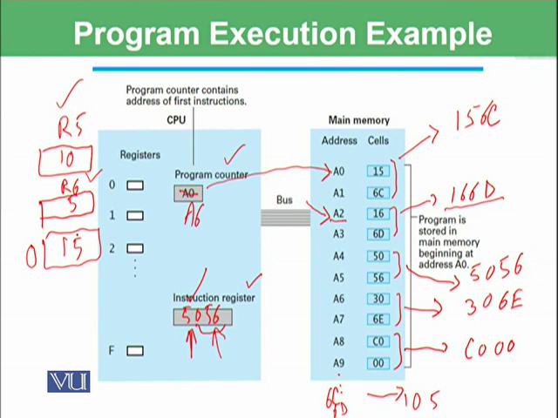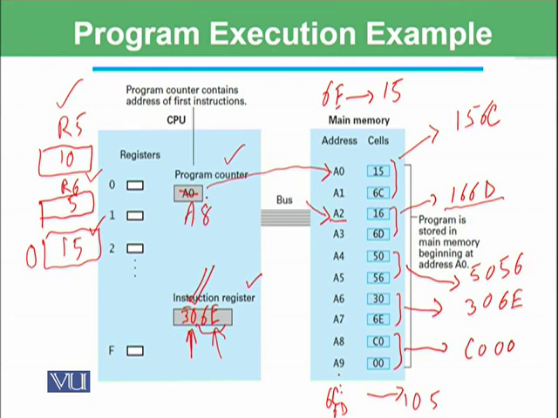Next time when this has been executed, the next instruction will be fetched from A6, that is 306E. So 3 means store. Store means you want to store some information from the register to the main memory. What to store? The content of 0. The content of 0 is 15. It should be stored at the address 6E. So there is another address in the main memory known as 6E, and that will hold the value 15, and the program counter is now pointing to A8.